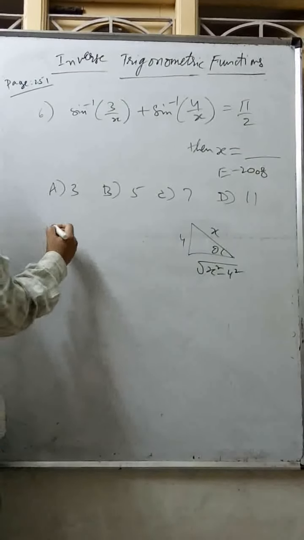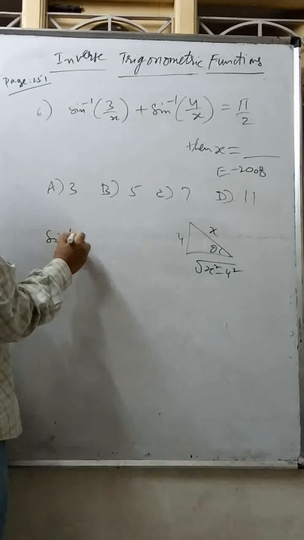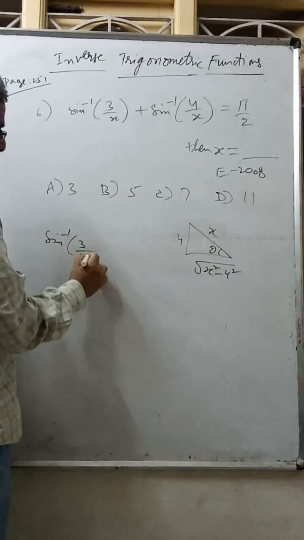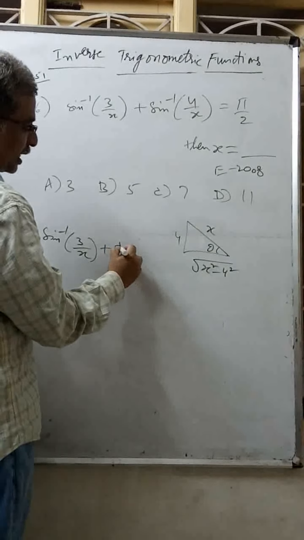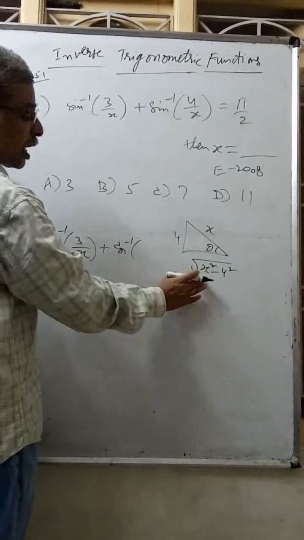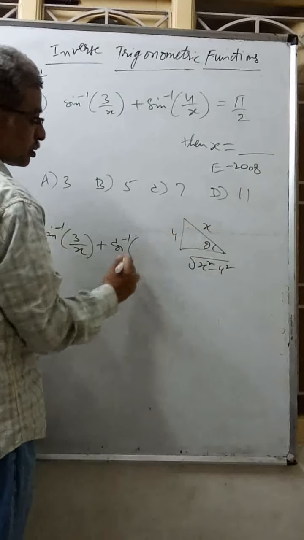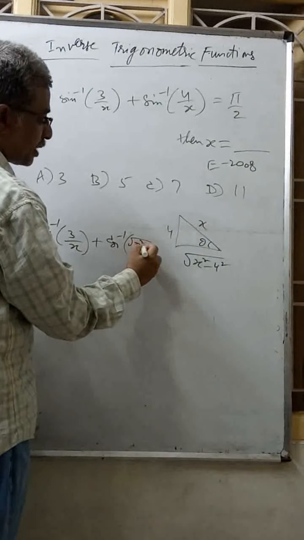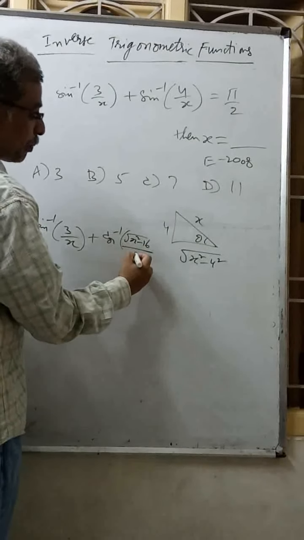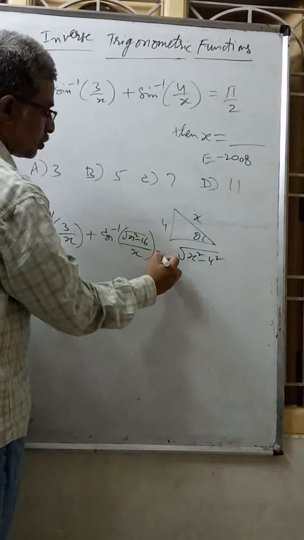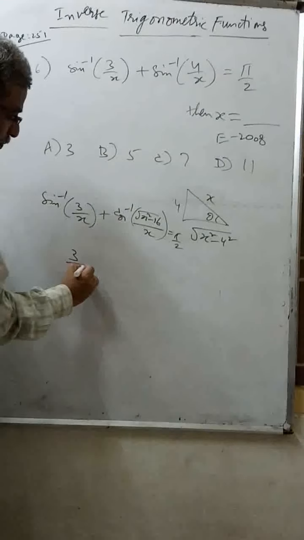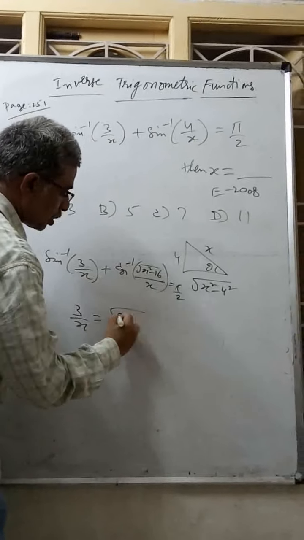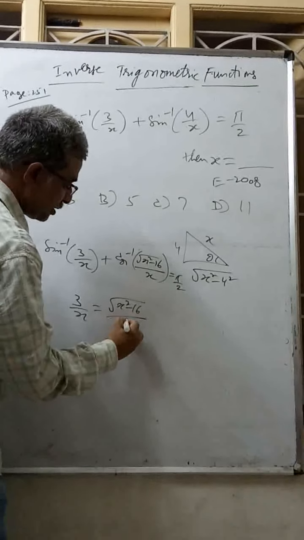So what I want to say is, this equation can be written as sin inverse 3 by x plus, I will write as cos inverse, opposite adjacent by hypotenuse, that is root of x square minus 4 square by hypotenuse x, equal to pi by 2. Means this equal to this. So 3 by x equal to root of x square minus 16 by x.